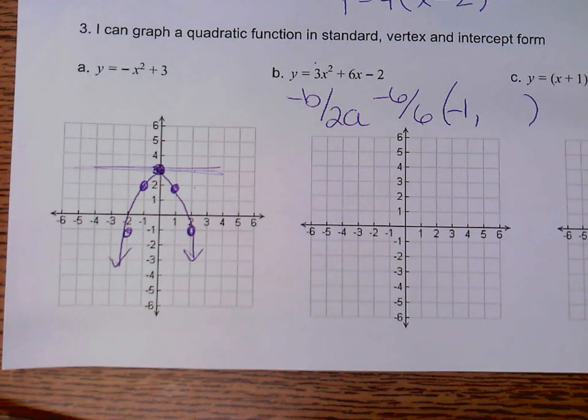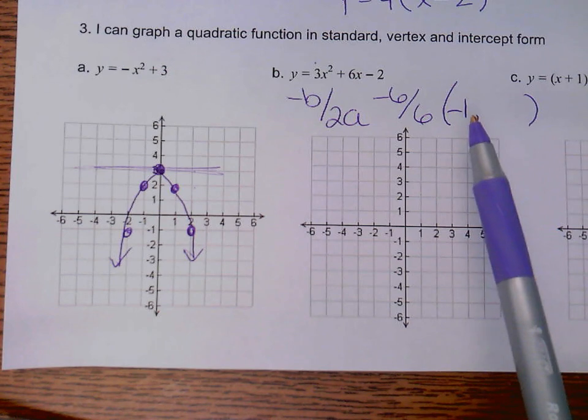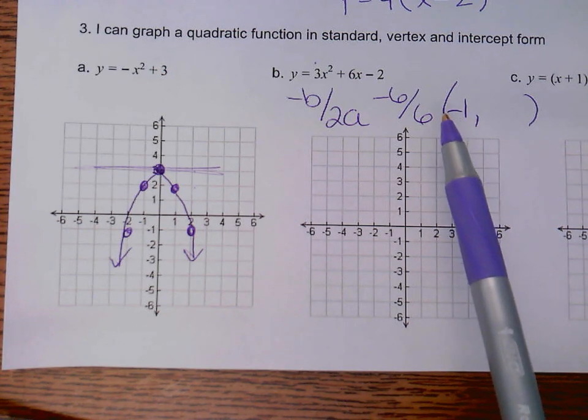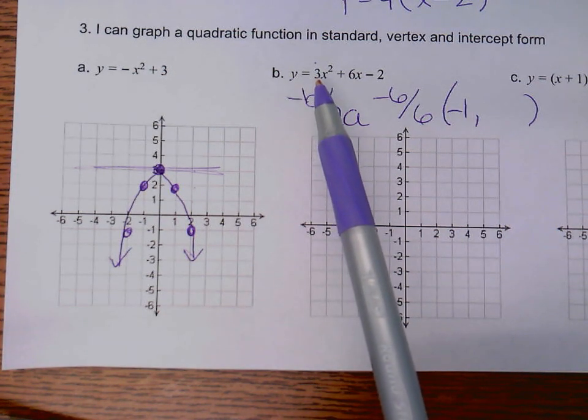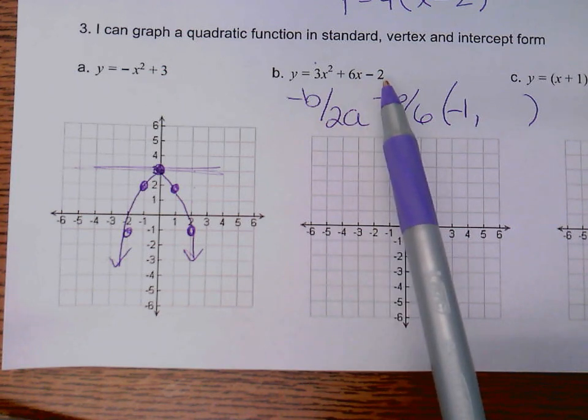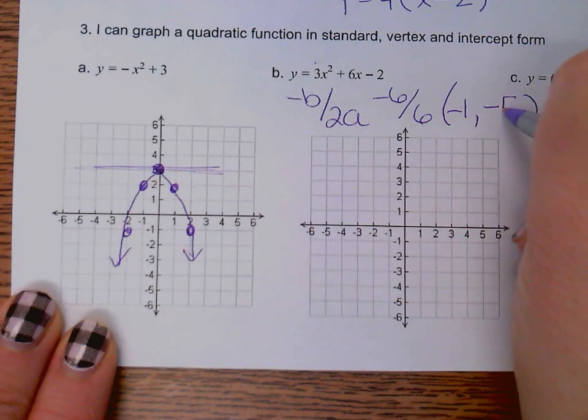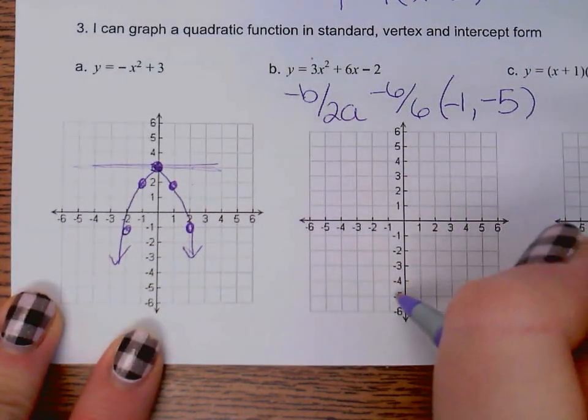What do I do with the x value? So now that I know what x is, what do I do to find y? Plug it in. So I get positive 3 minus 6 minus 2. So 3 minus 8 would be negative 5. That's my vertex. So I go to negative 1, negative 5.